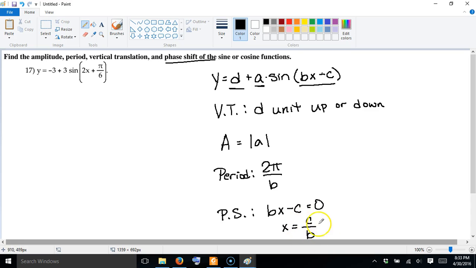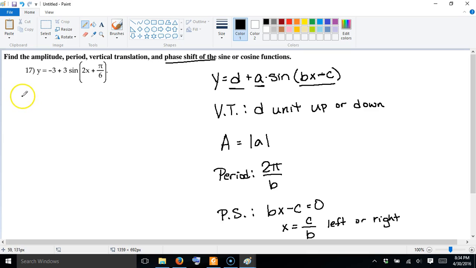And depending on its sign here, just remember, if you have a minus sign, then your phase shift is causing the whole graph to shift to the right, and how many ever units you calculate here. And if this is a plus sign, it's going to the left. And just like vertical translation, I want you to state that: either this many units to the left or to the right, one or the other. Okay, so let's do that with this problem here.